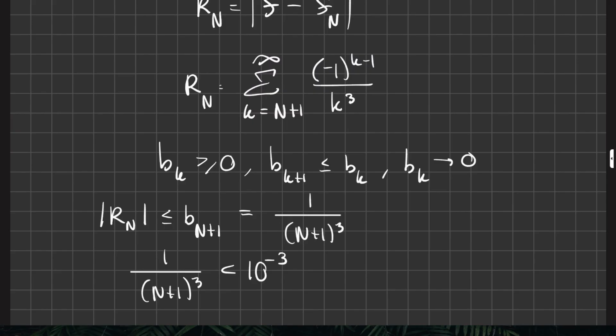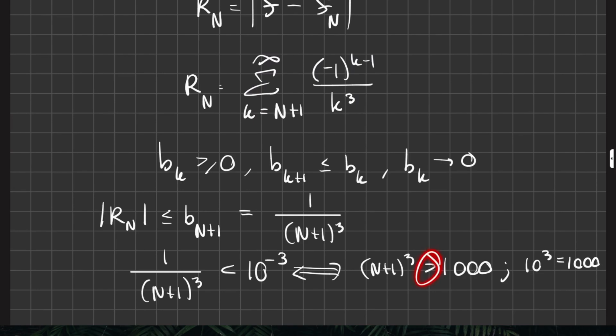And we'll solve this. So we can divide on both sides. So this will mean that we have n plus 1 cubed, which is greater than 1,000. Okay, and that's because 10 cubed is 1,000. When we divide, we flip the sign of the inequality, and this will become positive because we're taking its reciprocal and then flipping it to the other side.